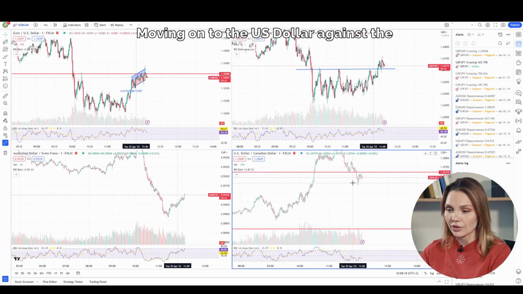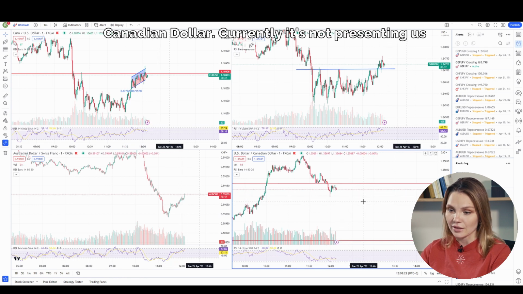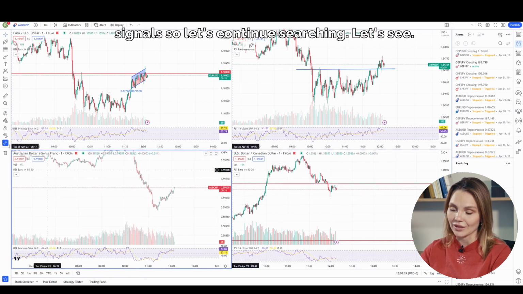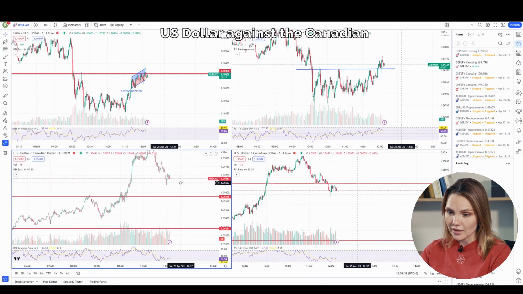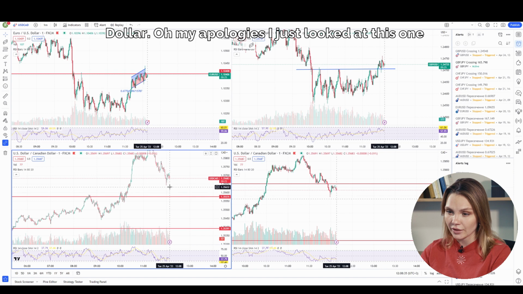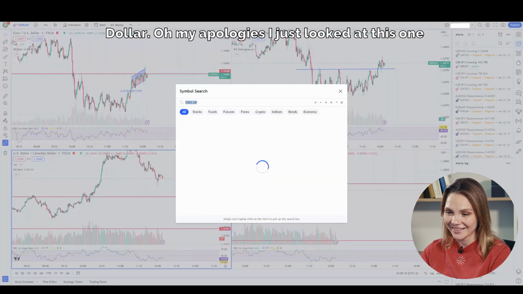Moving on to the US dollar against the Canadian dollar. Currently, it's not presenting us with any interesting signals, so let's continue searching. Let's see. US dollar against the Canadian dollar. Oh, my apologies, I just looked at this one.